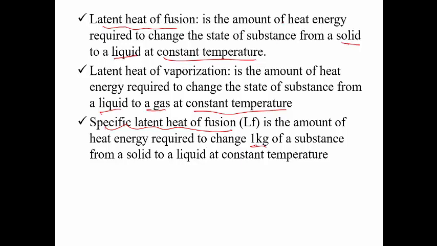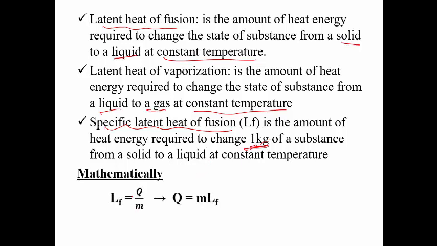Here, it is the amount of energy required to change the state of a substance from solid to liquid. The mass is not specified, but if it is specific latent heat, it changes 1 kilogram of mass from solid to liquid at a constant temperature. To express this mathematically, LF, the specific latent heat of fusion, is equal to Q over M, and if you cross-multiply, Q is equal to M times LF.